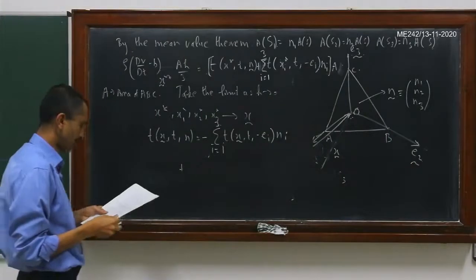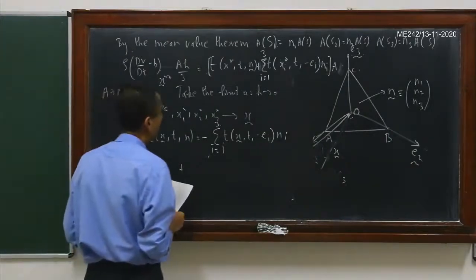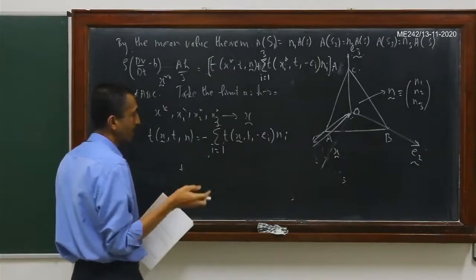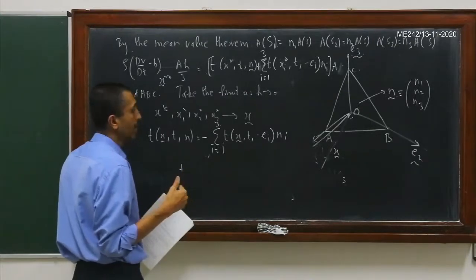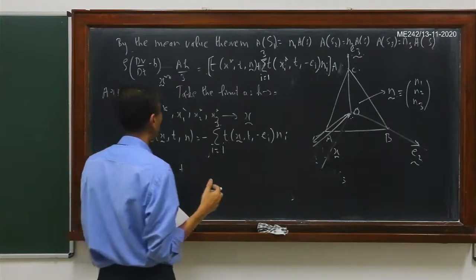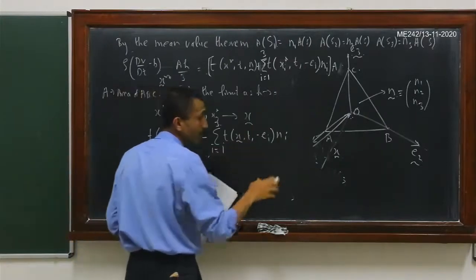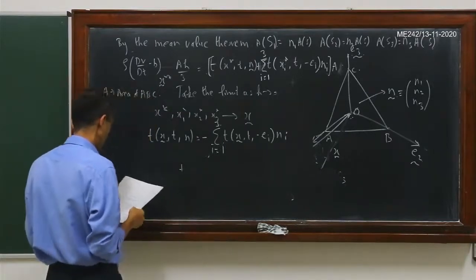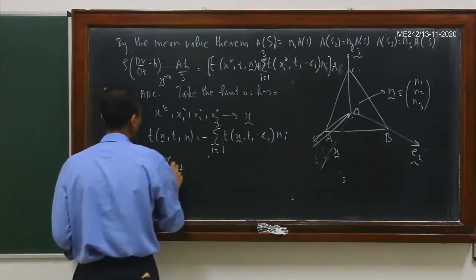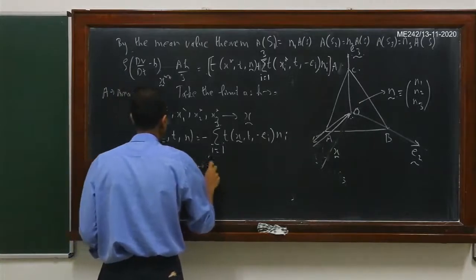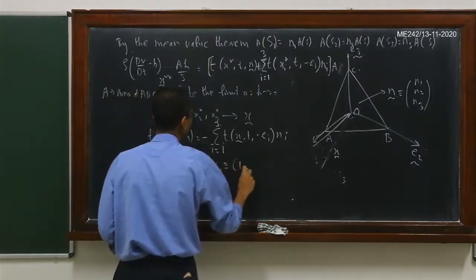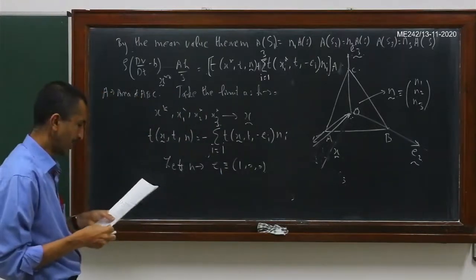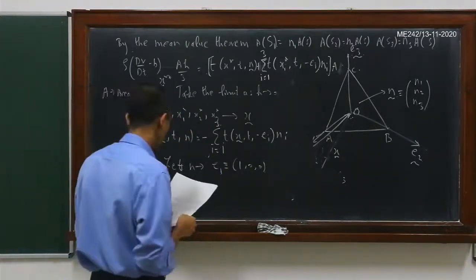Now we will use the continuity. If you go back to the statement of the theorem, we said that t is continuous with respect to the normal. Correct? So let us use this continuity. Let now n tend to E1, which is 1, 0, 0. That is just our canonical basis vector. So let it tend to E1, which is 1, 0, 0.